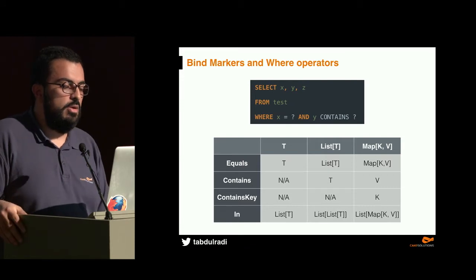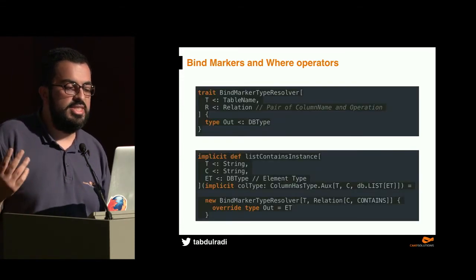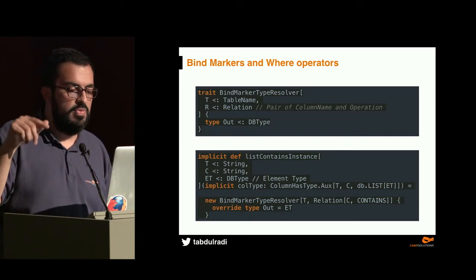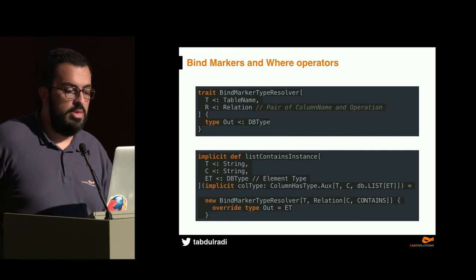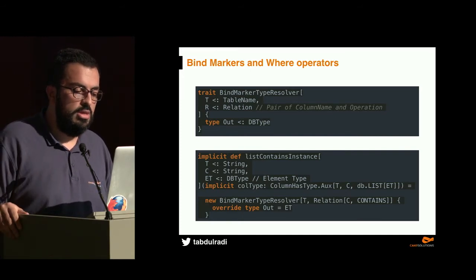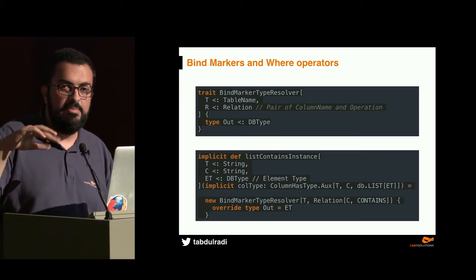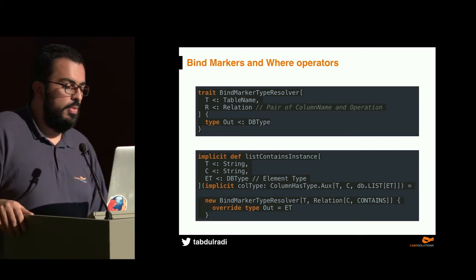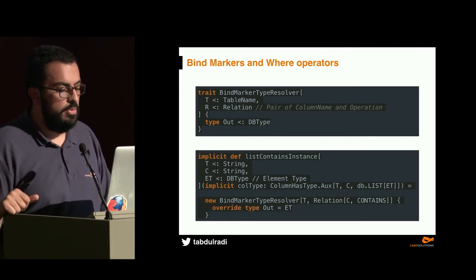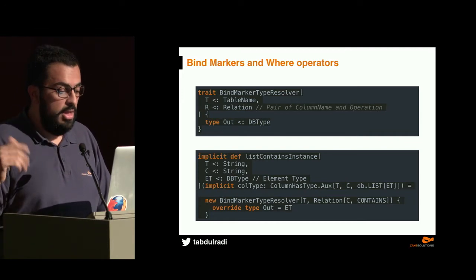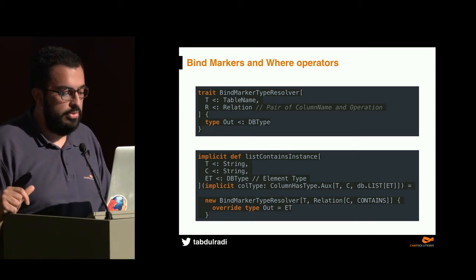We're going to define our type class that understands what the type of this question mark is. The input for this type class is the table name and the relation. And as a reminder, the relation was a trait that has two members, column name and the operation. The output of this type class should be the db type. Let's define an implicit instance for this operator.